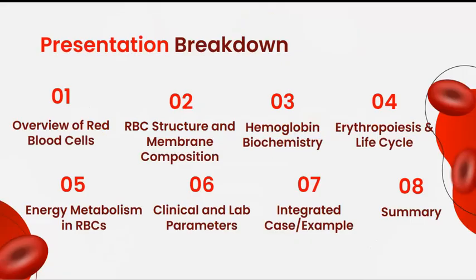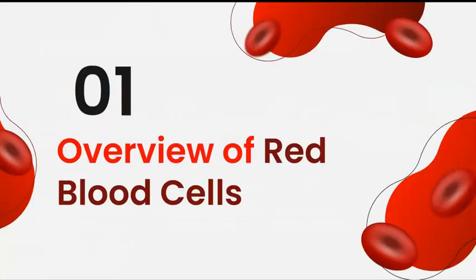So, our learning objectives break down into 8 different parts. 1, overview of red blood cells. 2, red blood cell structure and membrane composition. 3, hemoglobin biochemistry. 4, erythropoiesis and life cycle. 5, energy metabolism in red blood cells. 6, clinical and lab parameters. 7, integrated case and example. And 8 is the summary.